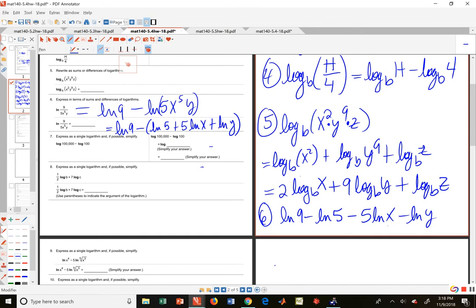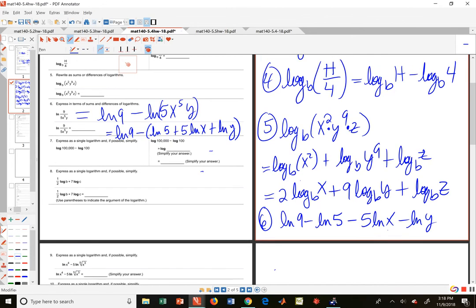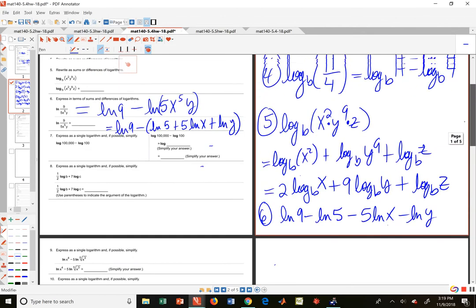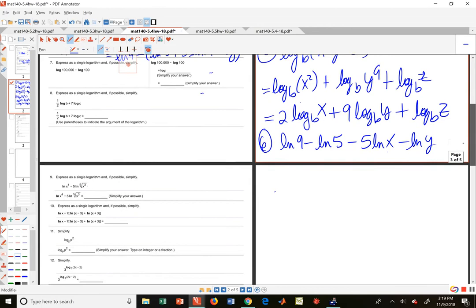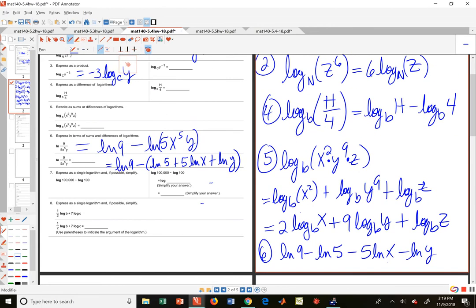Number 7, we're actually going in reverse. So how many more do we have here? Let's take a break here, and we'll come back and do the rest of them.